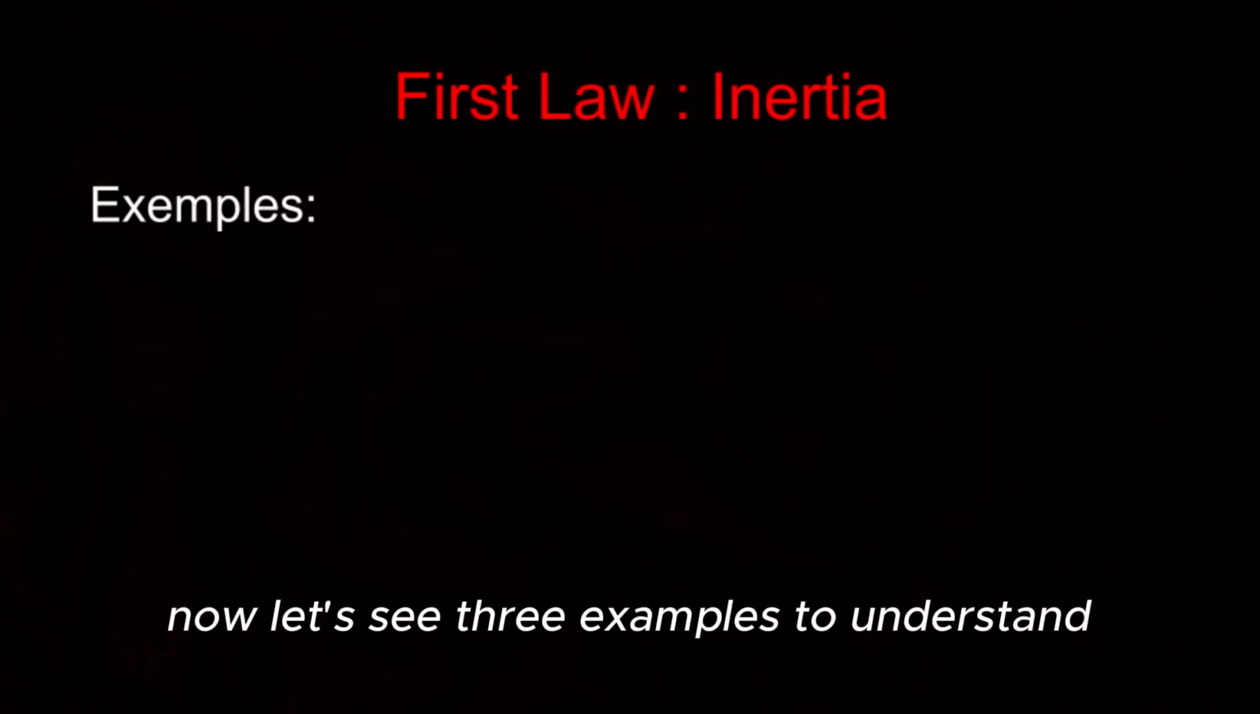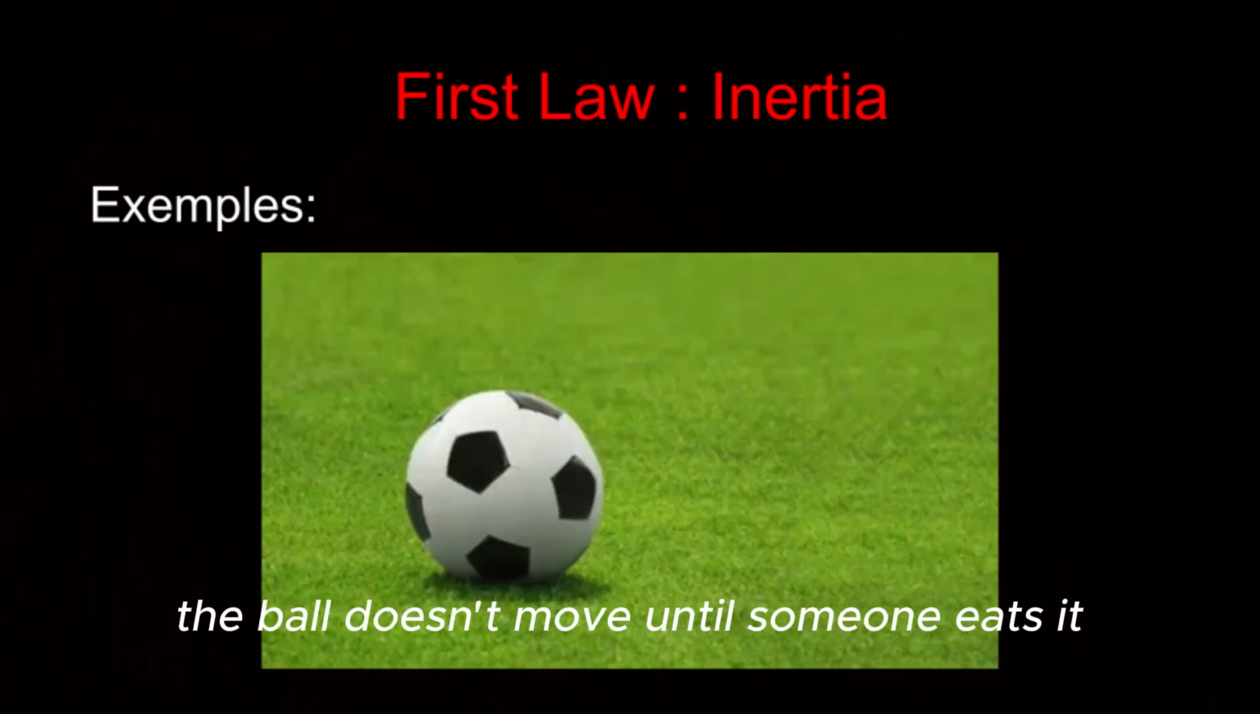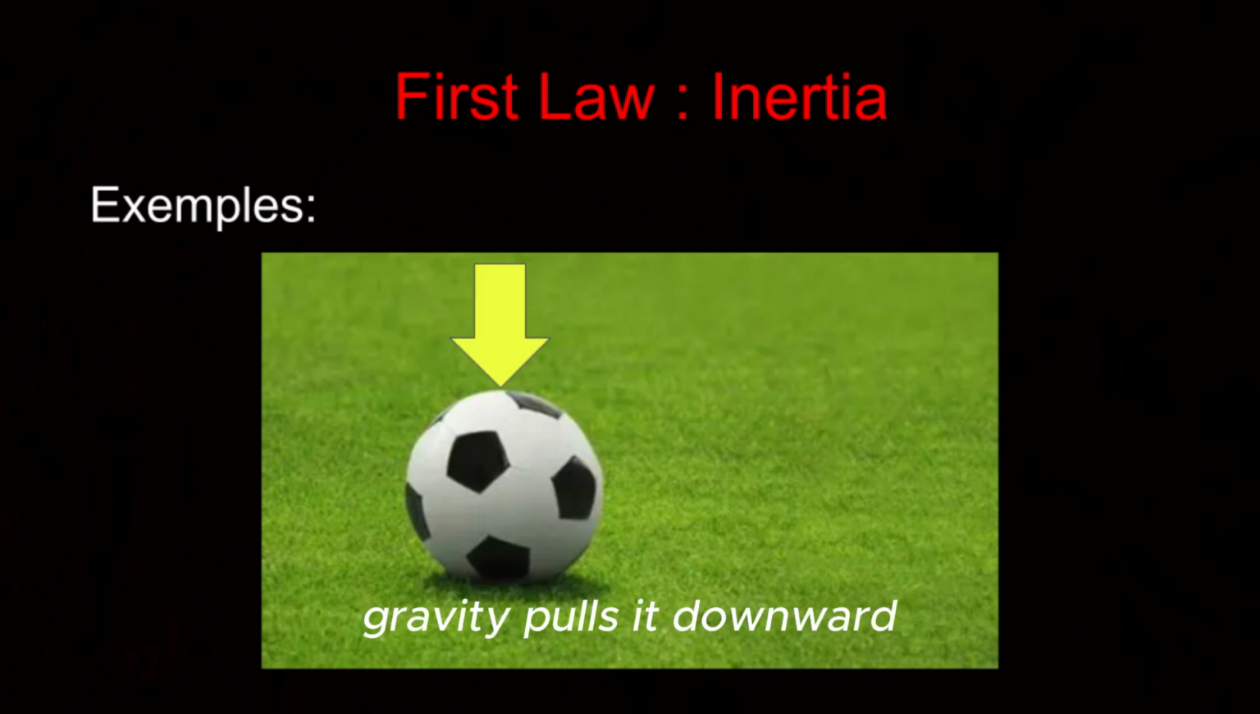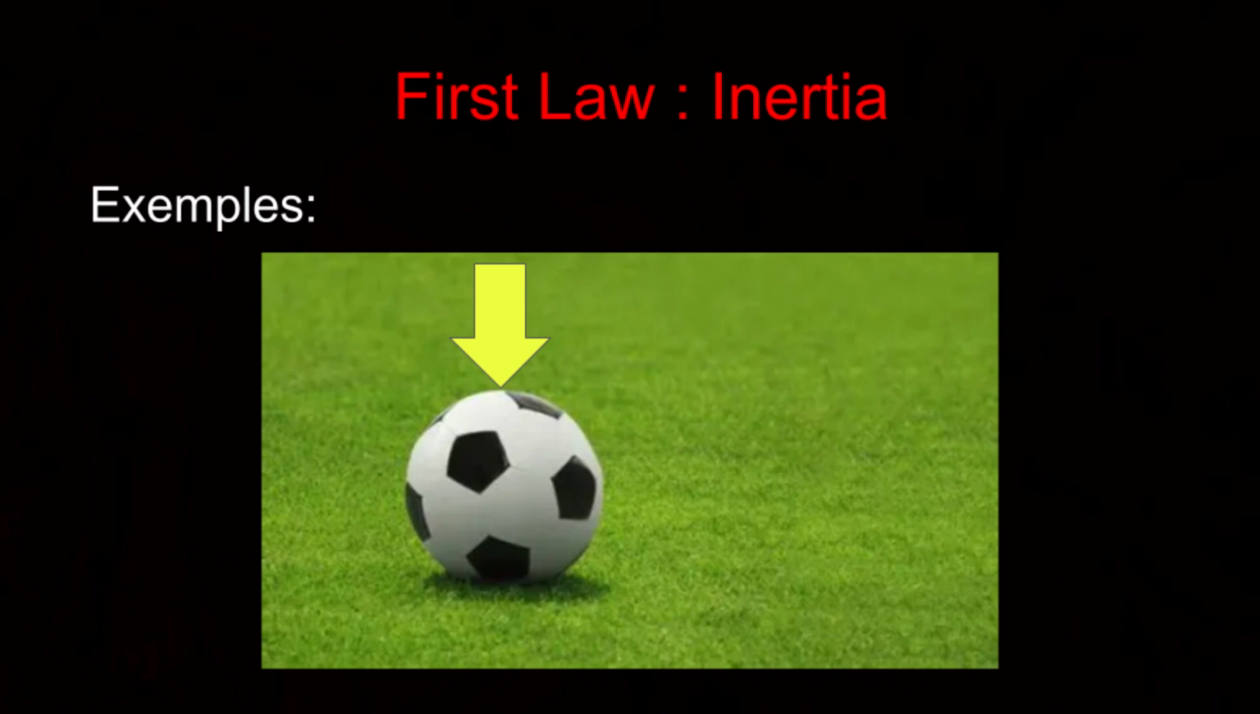Now let's see three examples to understand. In this first example, the ball doesn't move until someone hits it. Gravity pulls it downward, but the ground prevents it falling any further. The forces are in equilibrium and the object remains stationary.